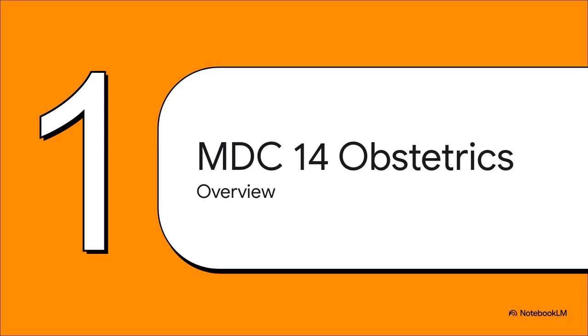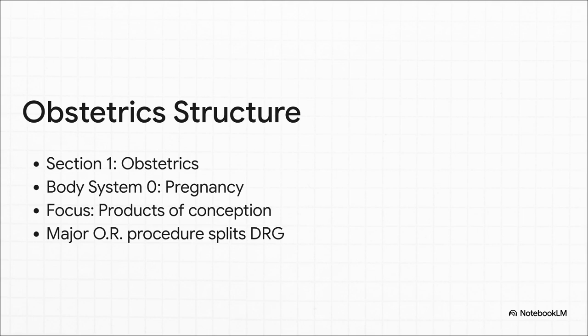Section 1. MDC-14 Obstetrics Overview. Let's get right into it. So the absolute crucial point to grasp right out of the gate is that in ICD-10-PCS, obstetrics hospital procedures always begin with Section 1 and Body System 0. This uniquely targets the pregnancy system. And what's really vital to understand here is that you're not just coding procedures on the mother, you're actually coding procedures performed on the products of conception.